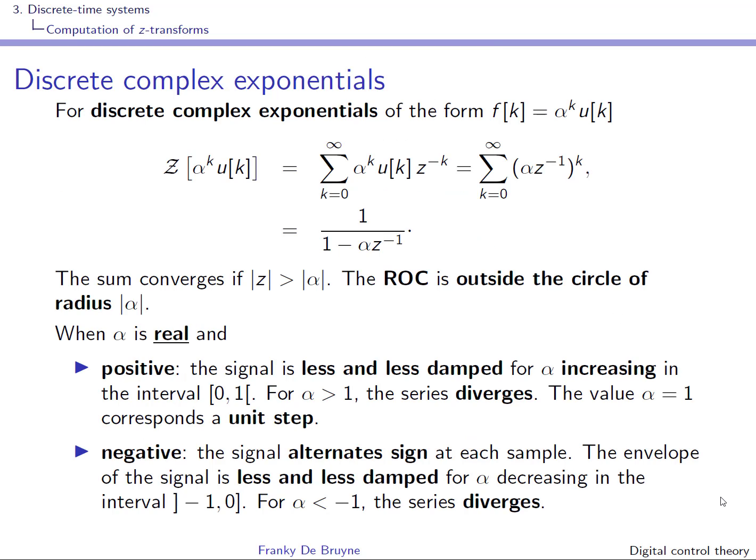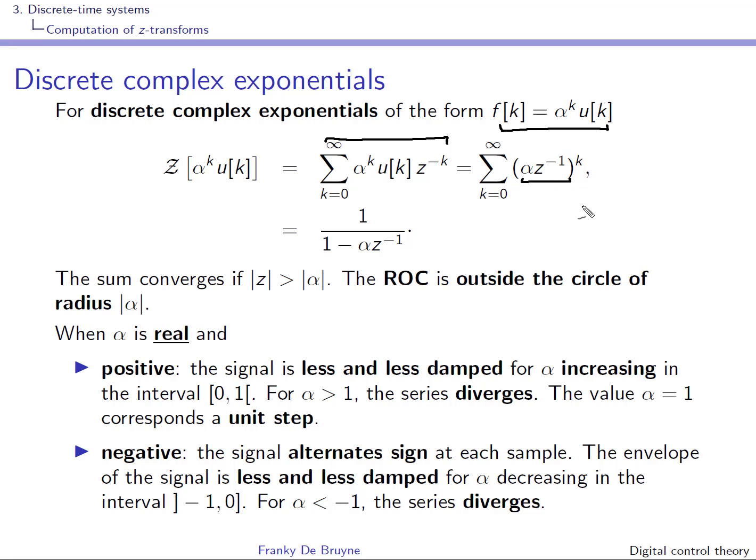Well, let us have a look at the z-transform of discrete complex exponentials of the type that is shown over here. So we'll do this in general for alpha that can be complex. So by definition of the z-transform, this is what you obtain. Remember that the unit step here for k positive or 0 will produce a 1. So alpha to the k times z to the minus k can be rewritten as follows.